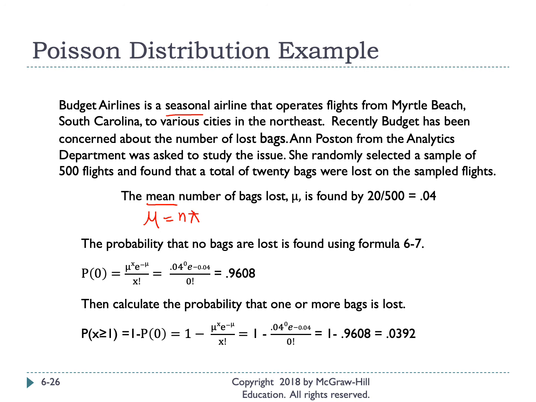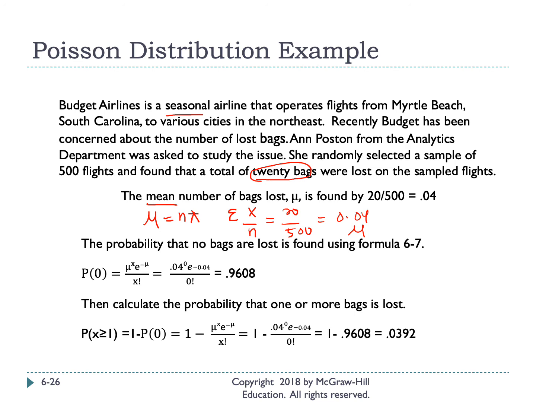Do you still remember the formula of mean that you learned in the previous chapter? What is the formula of mean? Summation of x over n. So what is this x? X is your observation, n is the total number. So x is what? 20 bags that were lost, right? So you have 20 over how many in n? 500. So you should get the value of 0.04. So this is your mean, or your mu. So now you have your mu.